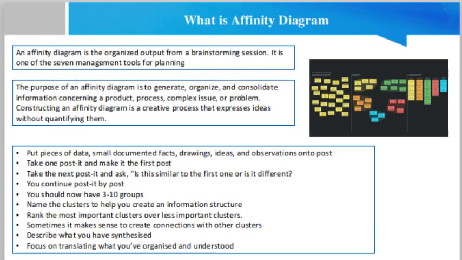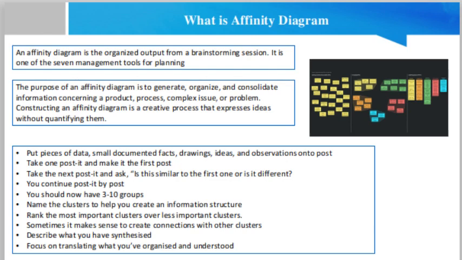It is one of the 7 management tools for planning. The diagram was created in the 1960s by Kawakita Jiro and is also known as the KJ method. The purpose of an affinity diagram is to generate, organize, and consolidate information concerning a product, process, complex issue, or problem. Constructing an affinity diagram is a creative process that expresses ideas without quantifying them. The affinity diagram helps a group to develop its own system of thought about a complex issue or problem.